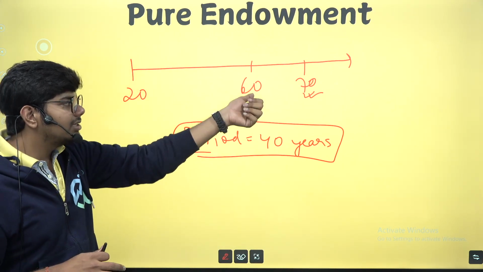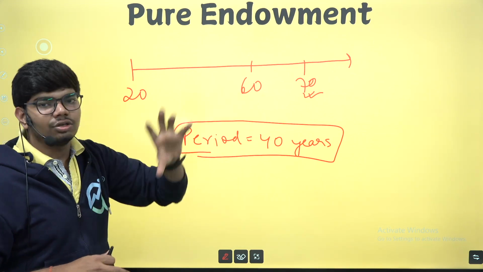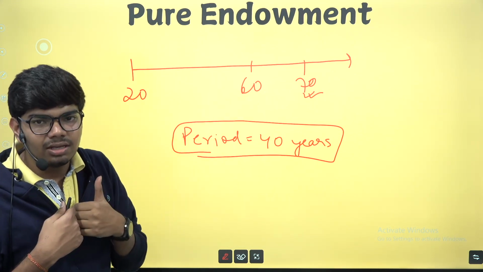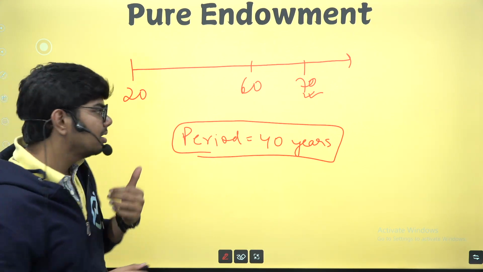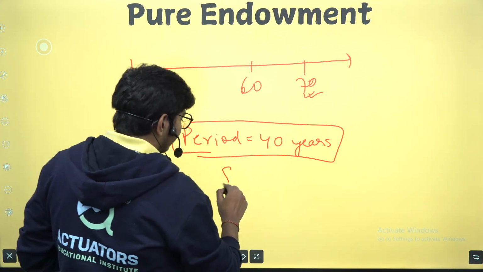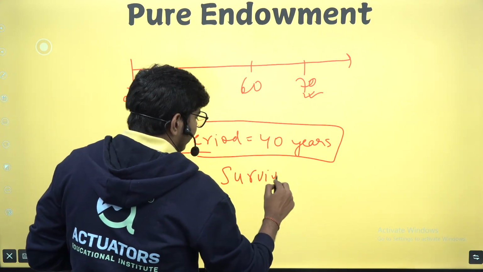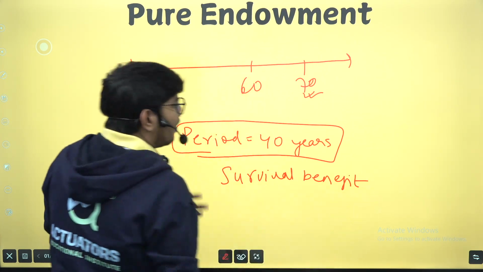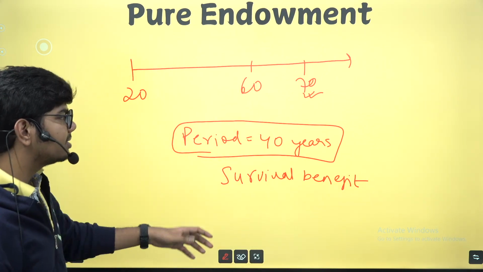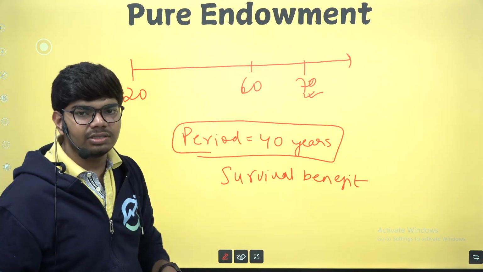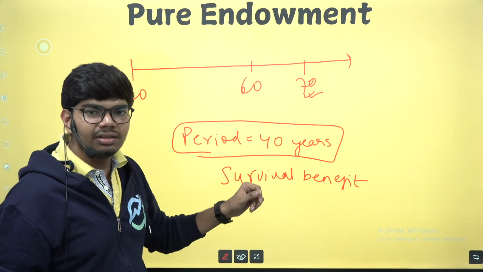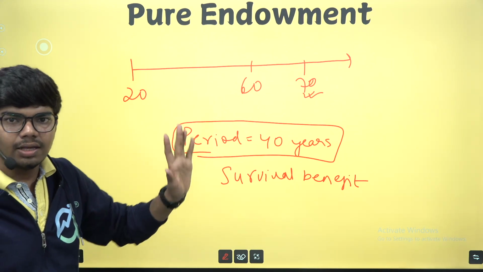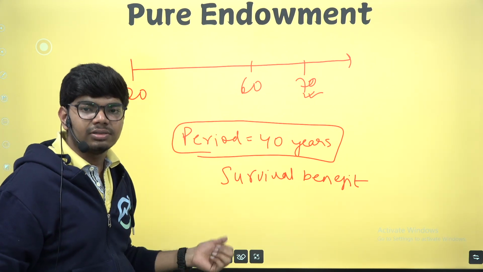if I were to survive till 60, then the insurance company will pay me money. Instead of paying my dependents money, they will pay me money for surviving. So instead of calling this a death benefit, we call this a survival benefit. So now I am optimistic about my life, and I am saying that I will survive beyond 40 years. I will die at 70. So pay me money as and when I become 60 years, right? So this is what a pure endowment policy is used for.